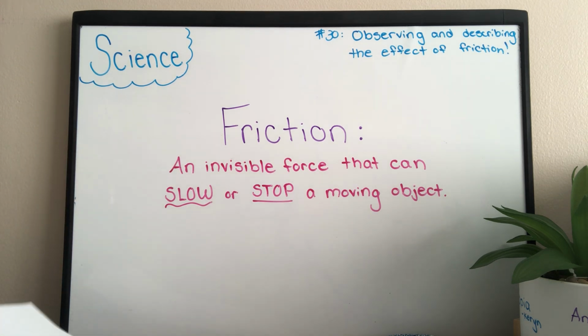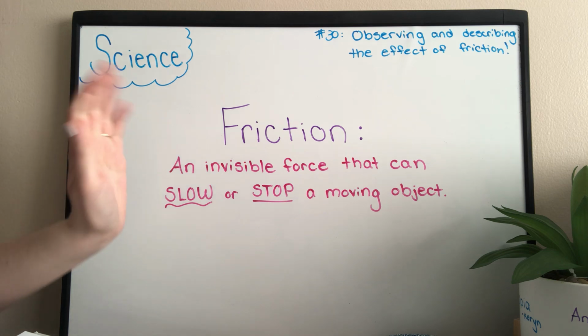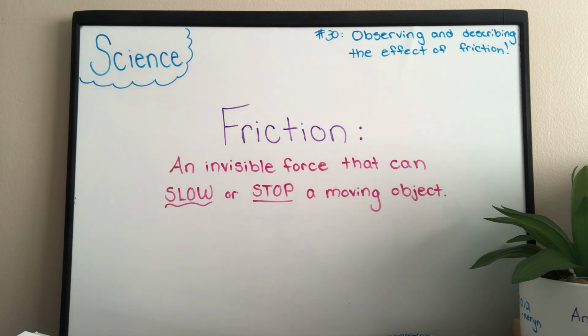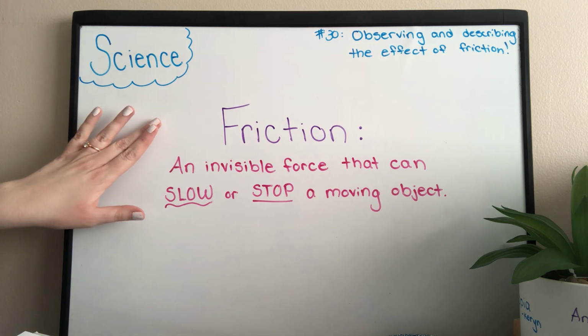So the last time we had a science lesson, we learned about an invisible force that pulls things towards the earth. What was that force called? Nice, that was gravity. And remember, a force is any push or pull on an object. Today we're talking about the force called friction.